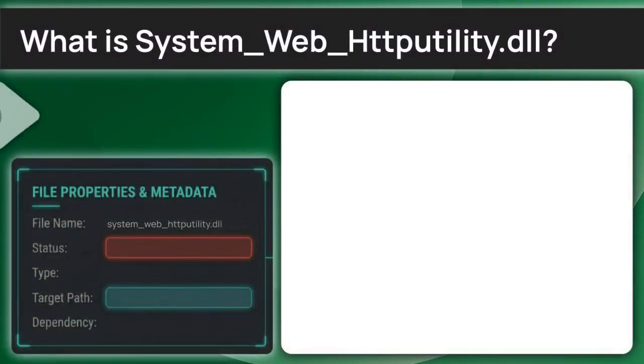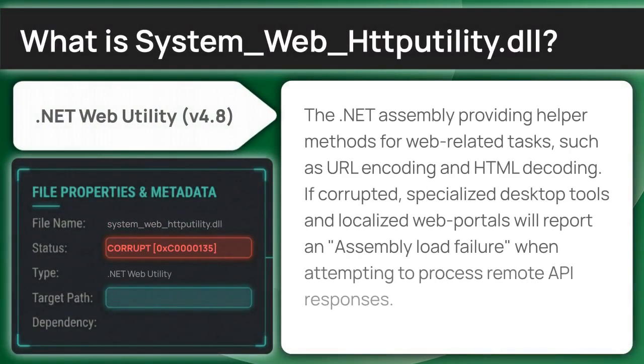This is the System Web HTTP Utility Library, the .NET assembly providing helper methods for web-related tasks, such as URL encoding and HTML decoding. If corrupted, specialized desktop tools and localized web portals will report an assembly load failure when attempting to process remote API responses. Let's get to work. We'll start with the most common fix for this specific error.